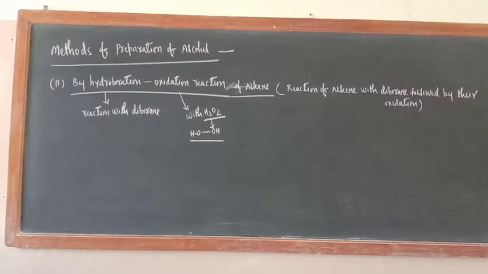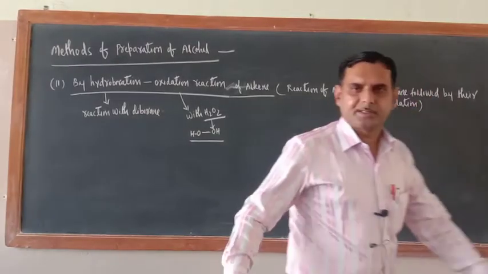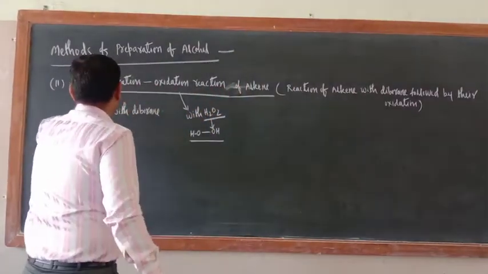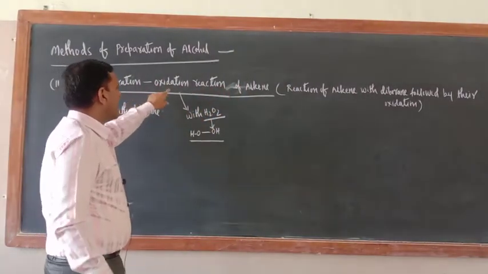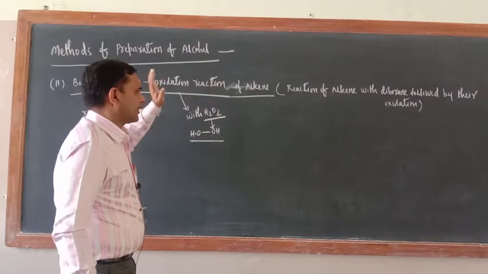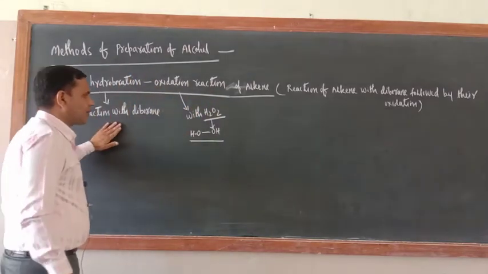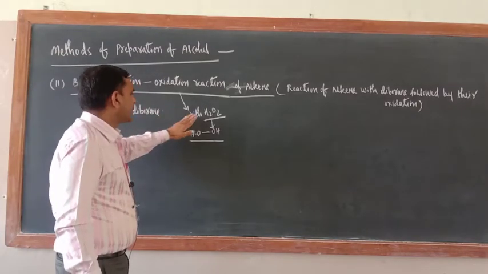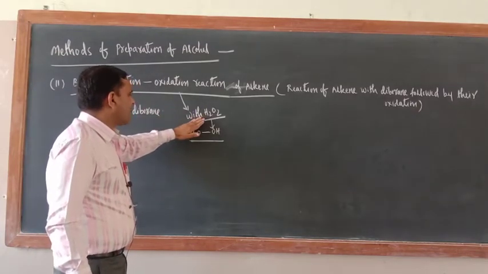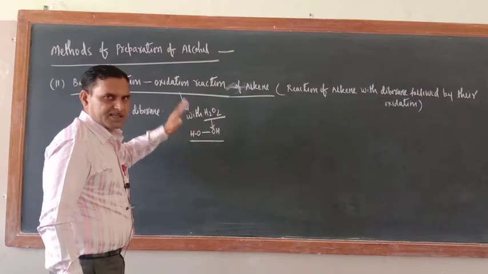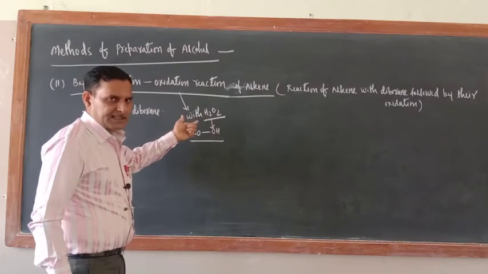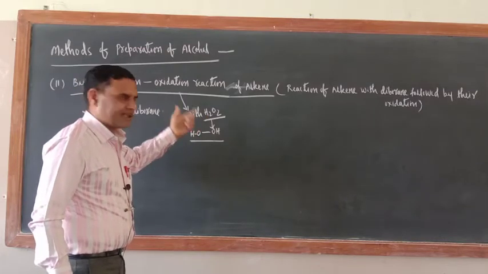First, understand a little bit about this reaction. So now we are in the second method. What is the second method? By hydroboration oxidation reaction of alkene. Actually, alkene is reacting with diborane, followed by oxidation with the help of hydrogen peroxide. You know hydrogen peroxide is an oxidizing agent.